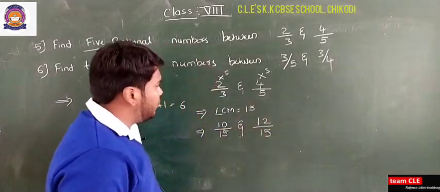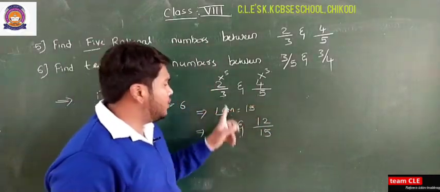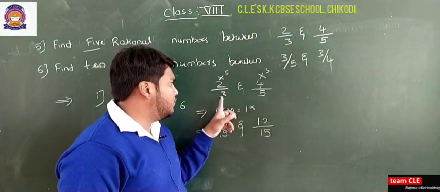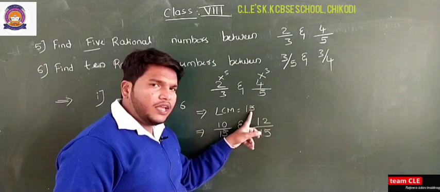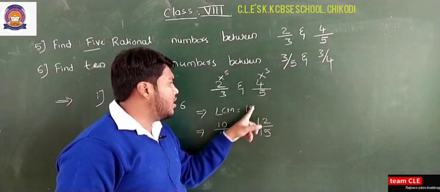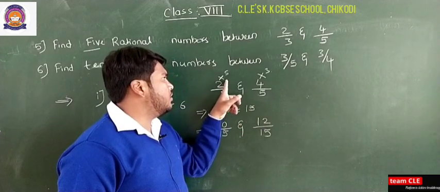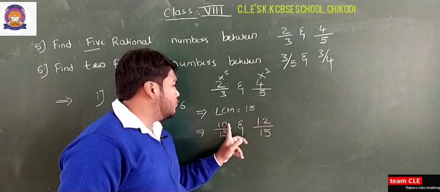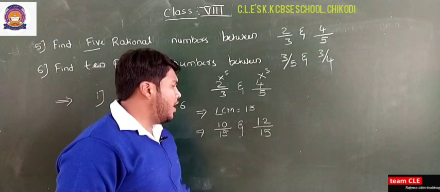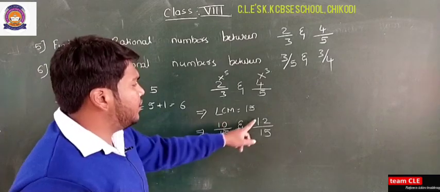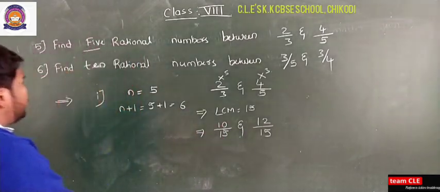Okay, so first you make both the denominators equal by taking the LCM. The LCM of 3 and 5 is 15, and again 3 5s are 15 and 5 3s are 15. Now multiply numerator with numerator: 2 5s are 10, 4 3s are 12. So this is 10 by 15 and 12 by 15. Now see, I get only one rational number between 10 by 15 and 12 by 15. So what does our question say?